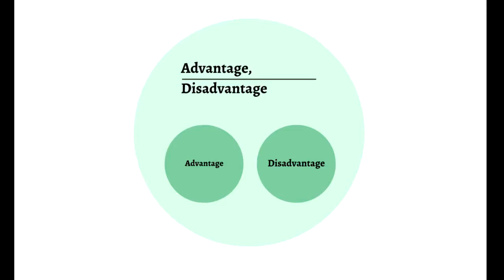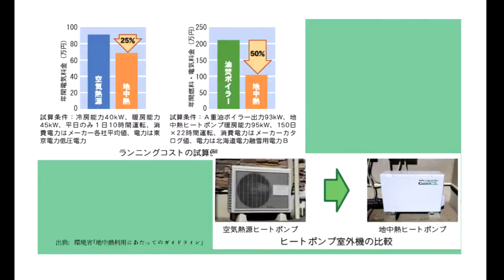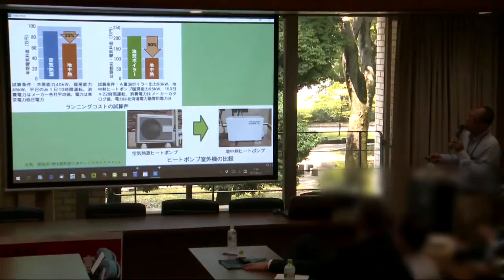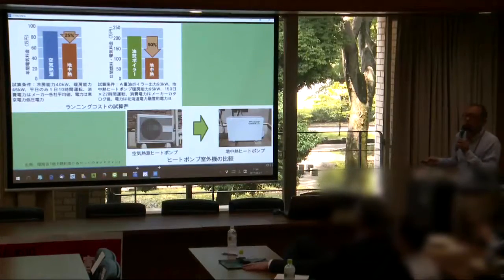Now, let's talk about the advantages and disadvantages of geothermal heat pumps. This is the data from the Ministry of Environment. 40 kilowatts for cooling, and heating 45 kilowatts. If we implement such a huge scale capability, how much can be reduced? This is the one where you have an external device outside, and with that you can save 200,000 yen per year, so in 10 years that would be 2 million yen. So if you can invest 2 million yen initially, then geothermal would be pretty useful.